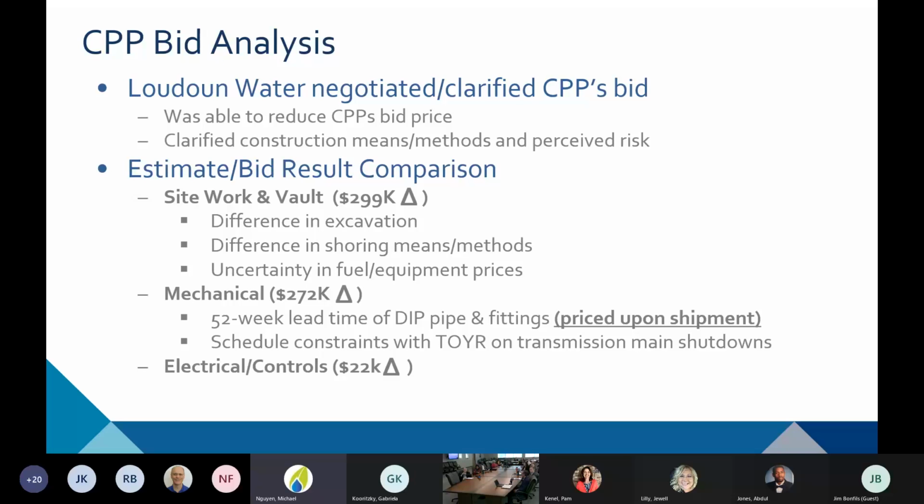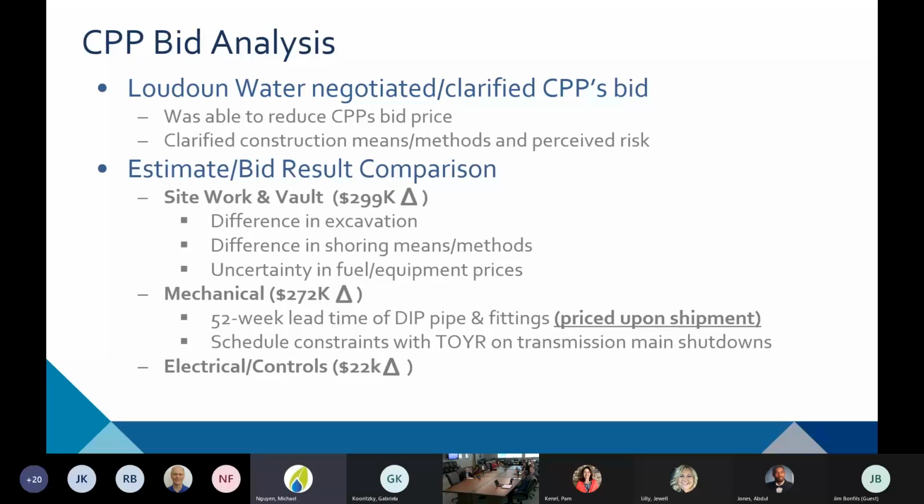The other big piece of this was uncertainty in fuel prices and equipment prices. The price of fuel is not just how much it costs for me to run a piece of equipment, but it also impacts things like asphalt paving, concrete, anything that requires fuel in its production. And that is all a big part of this project.